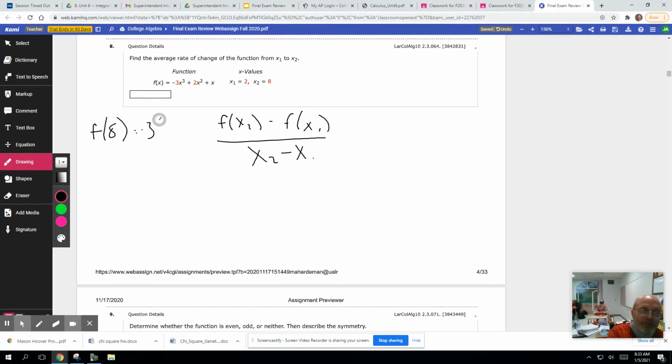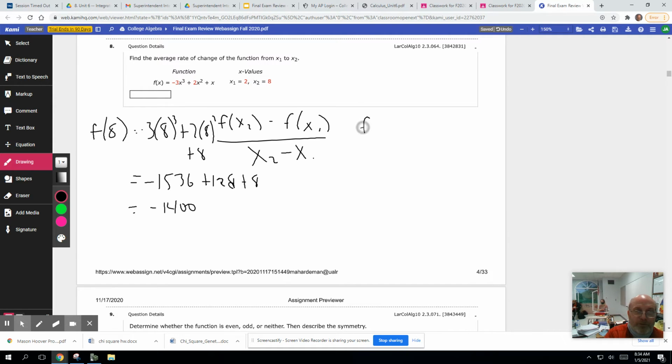And that's going to be -3 times 8³ plus 2 times 8² plus 8. 8³ is 8 times 64, 480 plus 32, 512. And -3 times 512 is going to be negative 1,536. 2 times 64 is 128, and plus 8, so that's going to be 136. Negative 1536 plus 136 is going to be negative 1400.